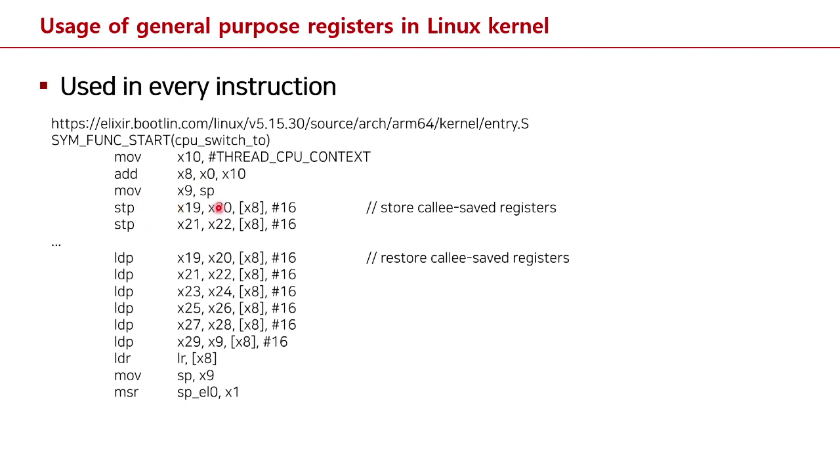As for this assembly instruction, the value of the SP register is copied to the X9 register. And as for this assembly instruction, the values of X19, X20 are stored onto this target memory address. As for this assembly instruction, the data at this target address is loaded onto this register. The X19, X20 registers could be considered general purpose registers.